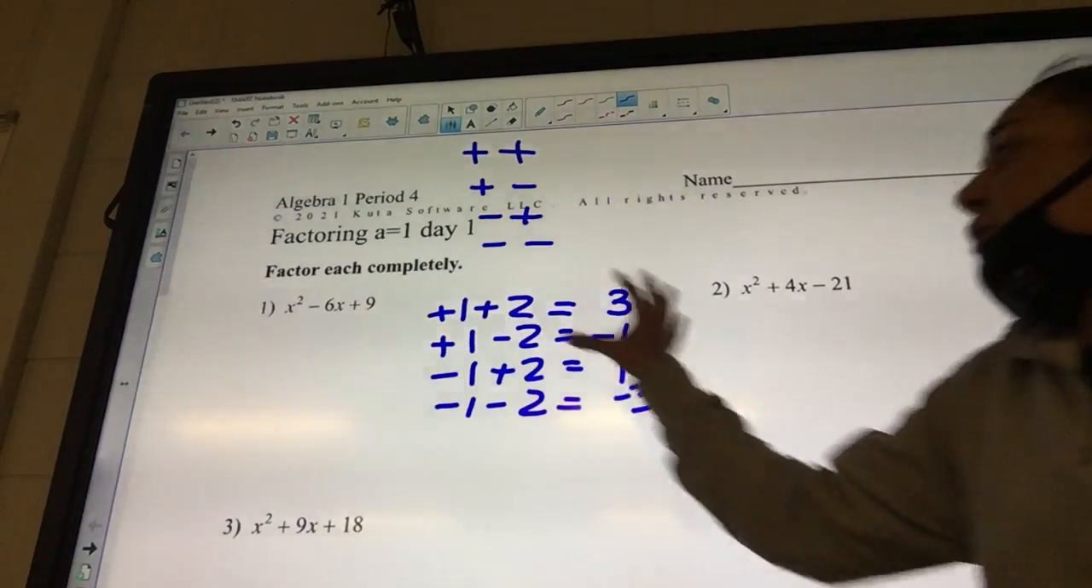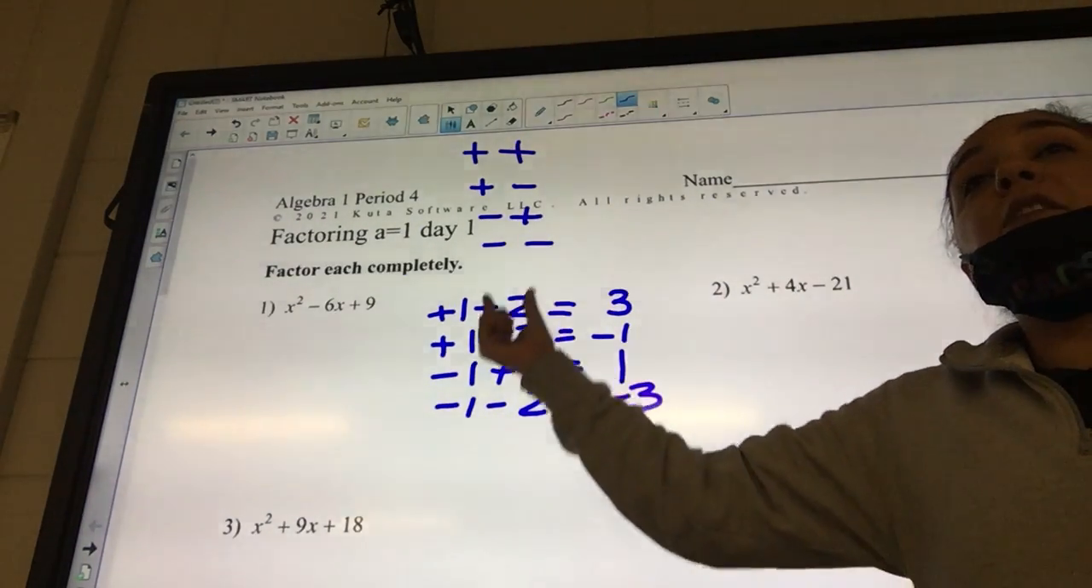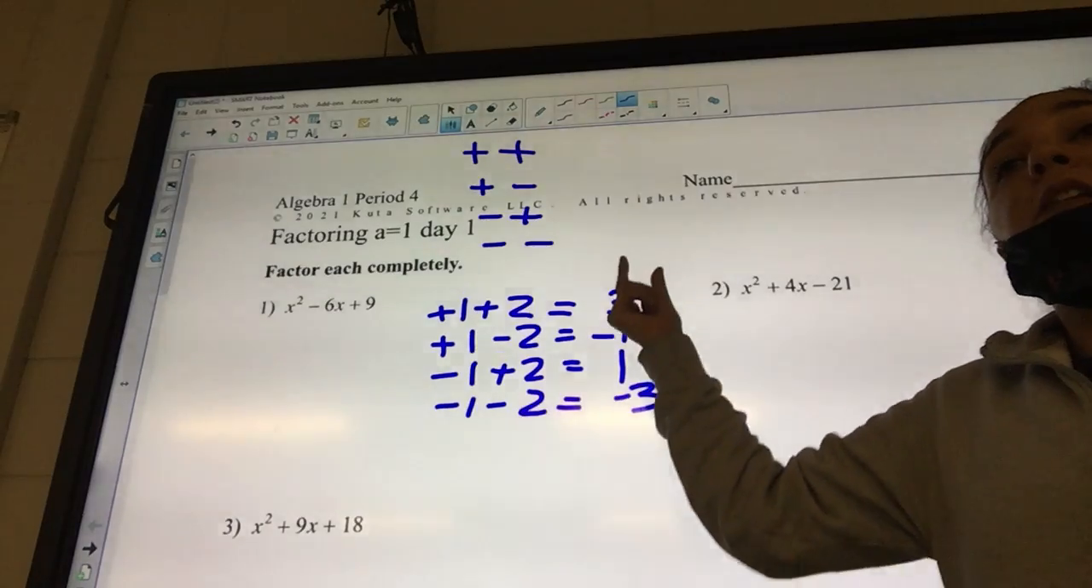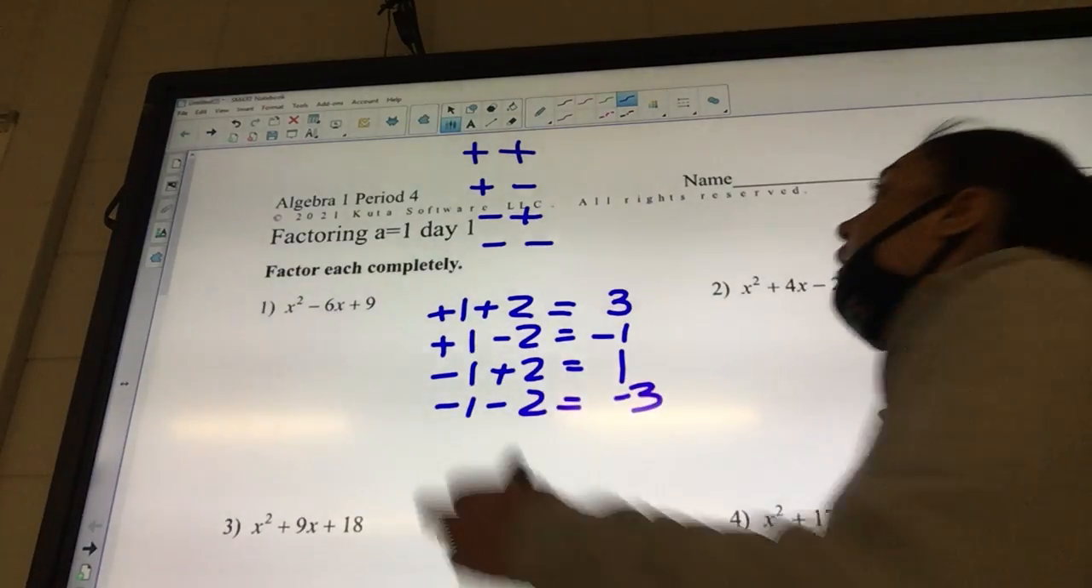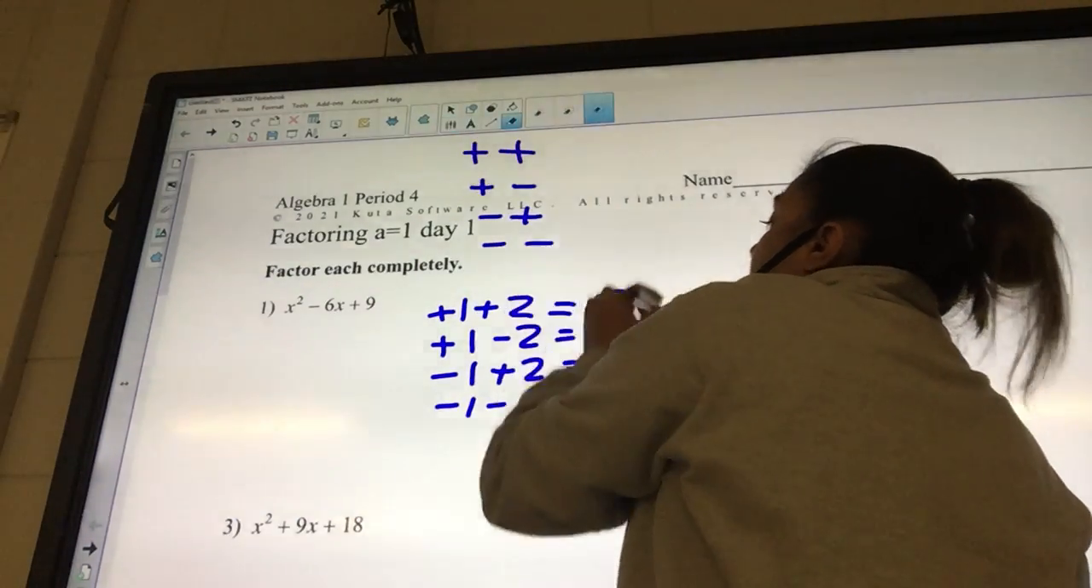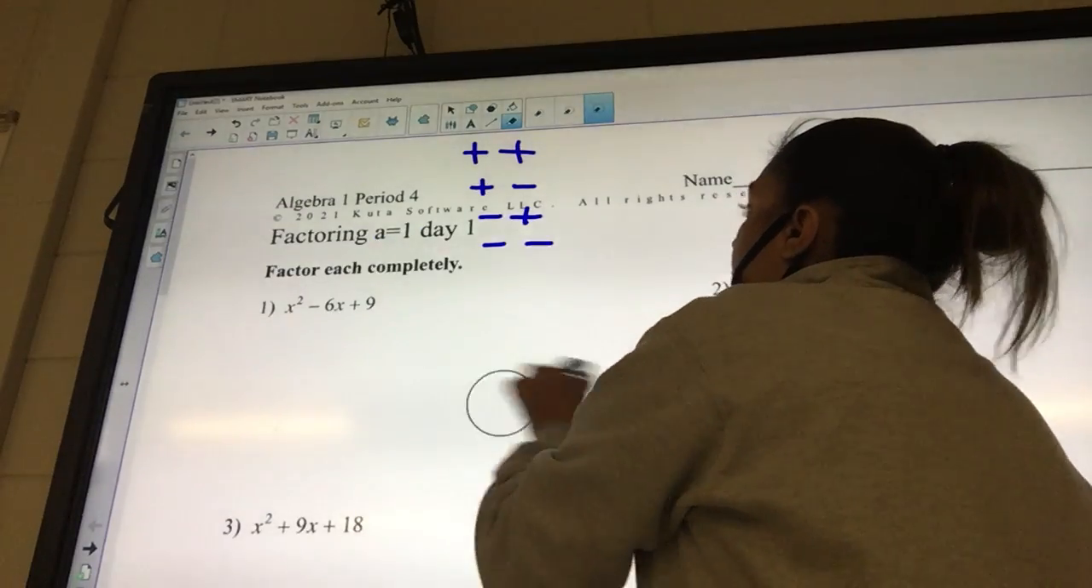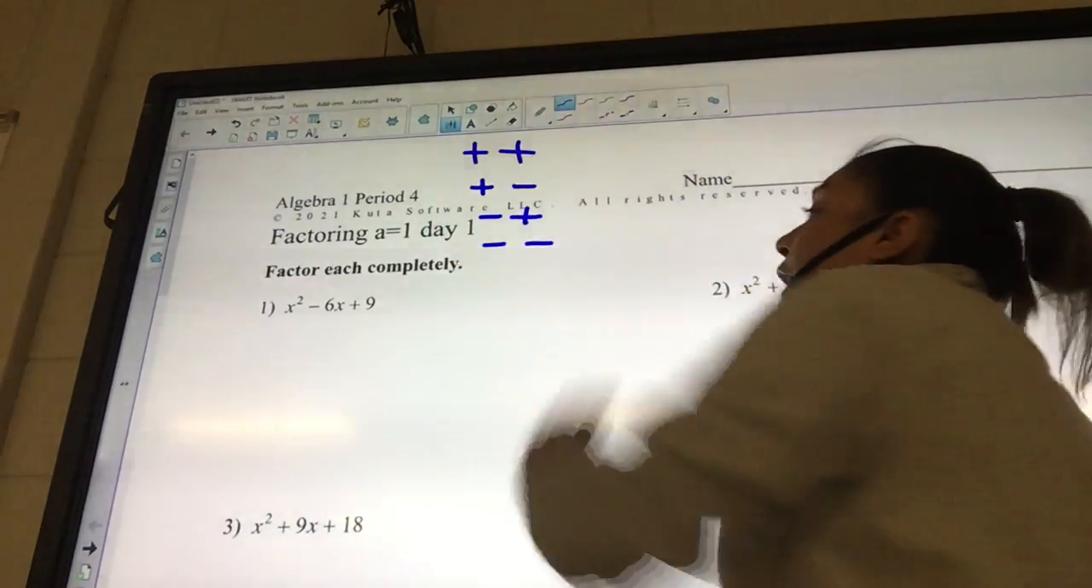And so this is just to show you that even with the same numbers, if you change the sign, it's going to change the end result. Okay, so keep that in mind, but you will need that chart, okay? And I do expect you to use your calculator.